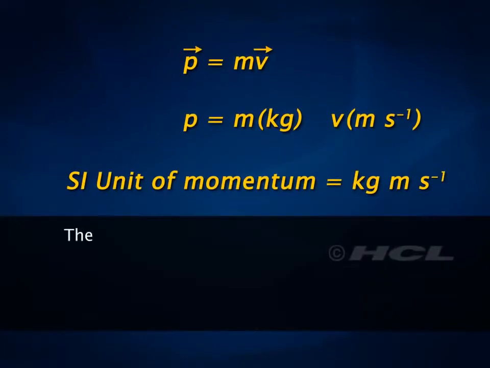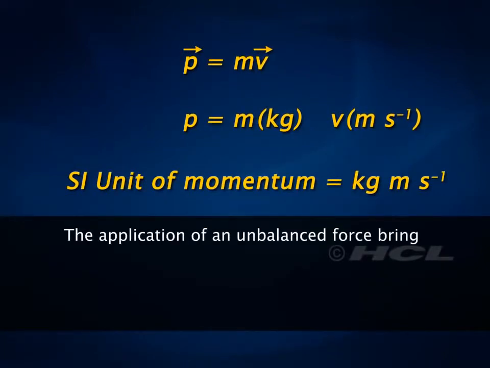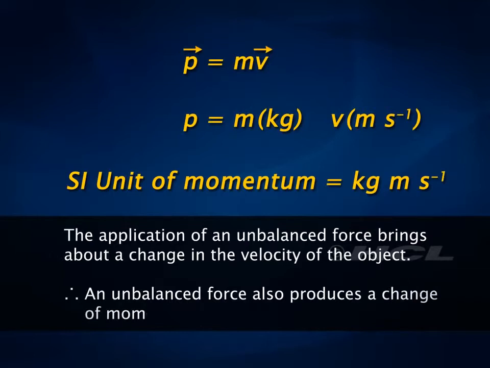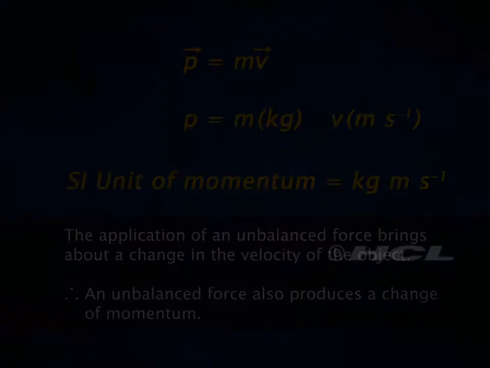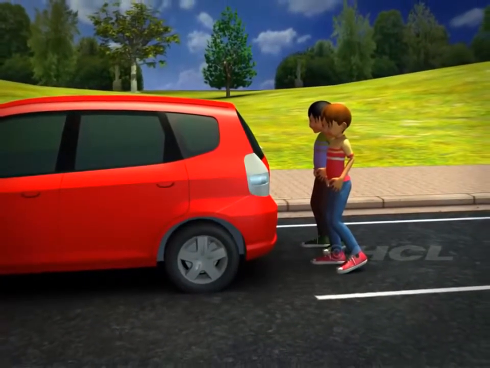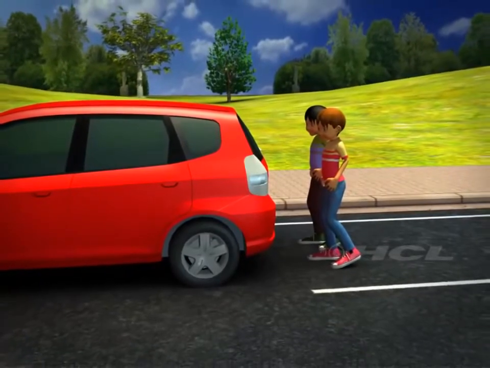We know that the application of an unbalanced force brings about a change in the velocity of the object. Momentum is the product of mass and velocity. Therefore, an unbalanced force also produces a change of momentum. Let's look at another situation involving unbalanced forces and momentum.